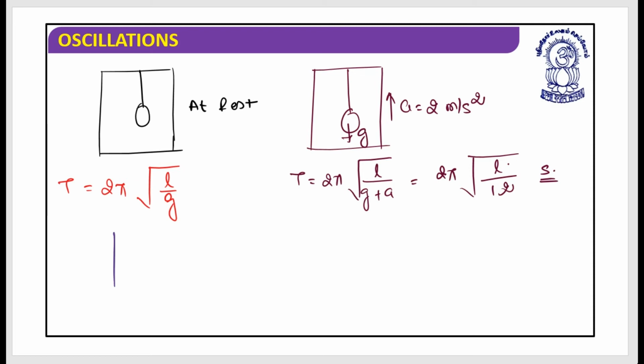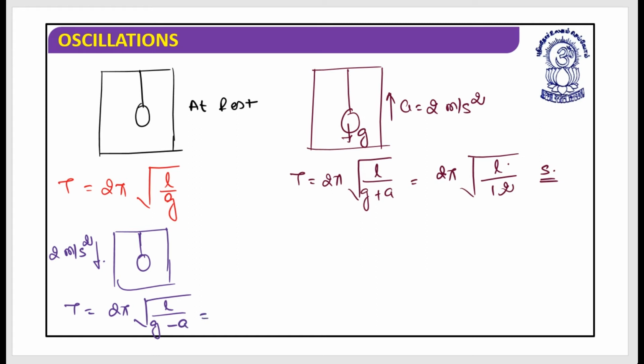Let's understand the third situation. In this situation, this lift is moving in the downward direction with 2 meter per second square. So in this situation, the time period would be 2 pi root of L by g minus a, which is 2 pi under root of L divided by 10 minus 2, it's 8 seconds. I hope this is clear.